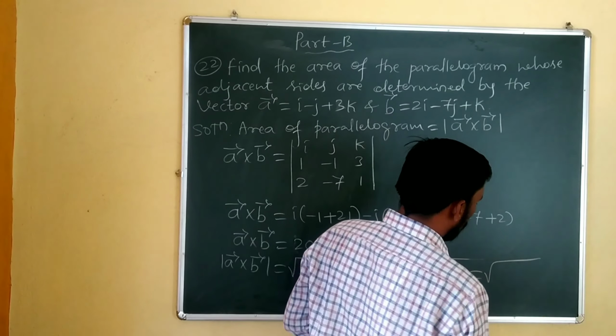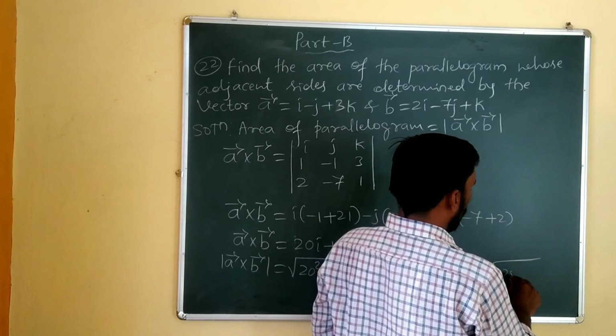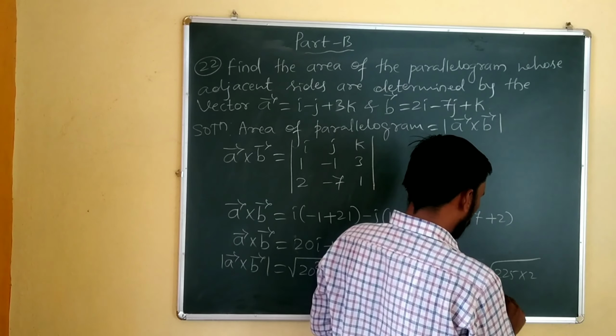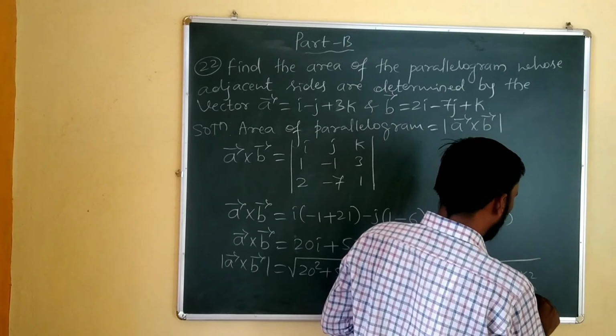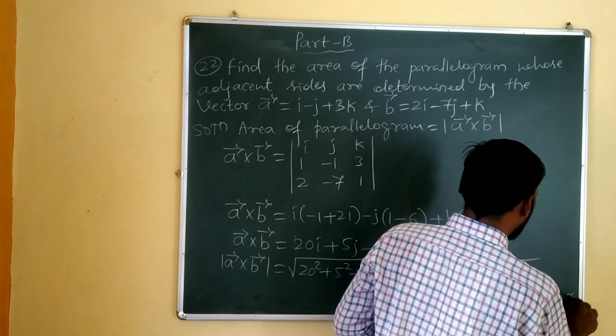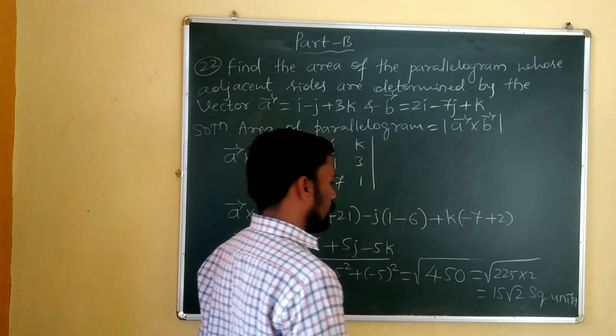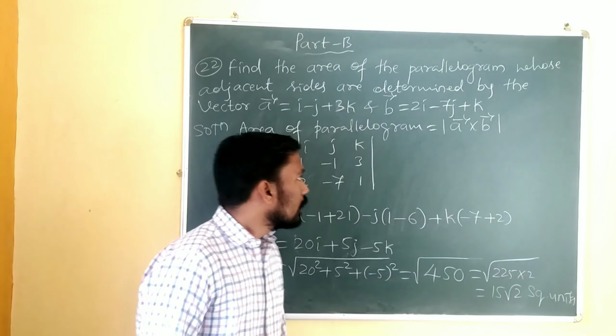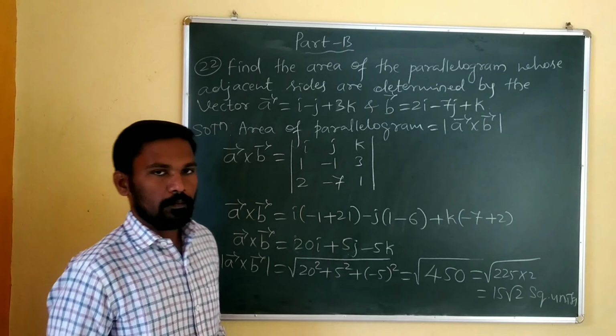450 is a product of 225 into 2, so I can take the square root of 225, which is 15. So it is 15 into root 2 square units. So 15 into square root of 2 is the area of the parallelogram.